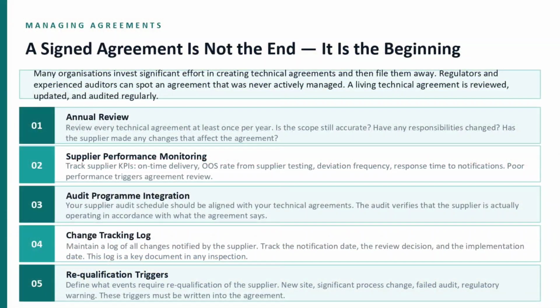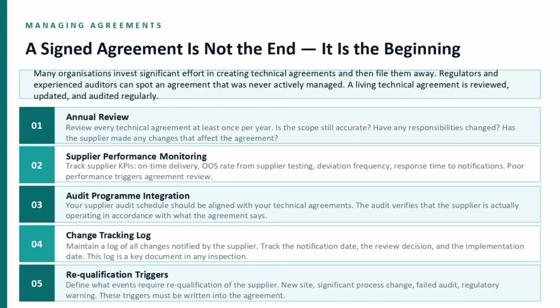A signed technical agreement is not the end of your work. It is the beginning of an ongoing management responsibility. Inspectors can immediately recognize a technical agreement that was created, signed, and then filed away for years. It shows in the dates. It shows in the version history. And it shows in the fact that the content no longer reflects what the supplier is actually doing. There are 5 ongoing management activities that keep a technical agreement alive and inspection ready.